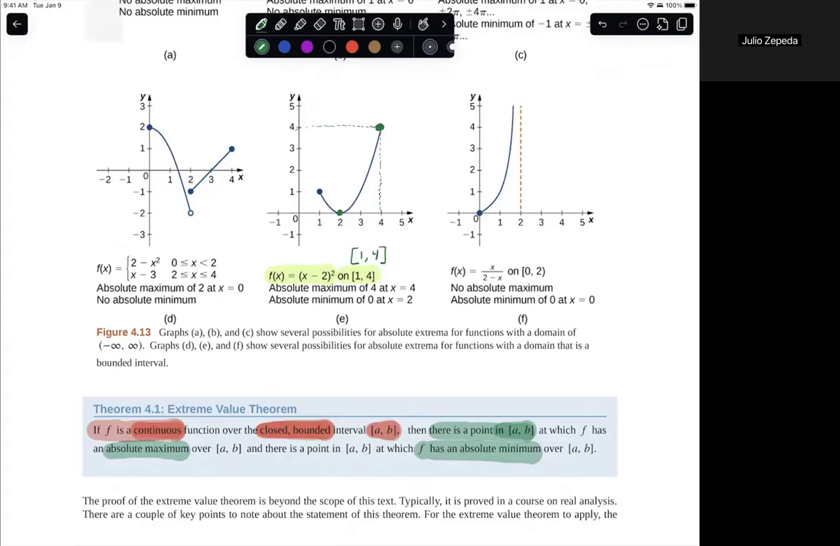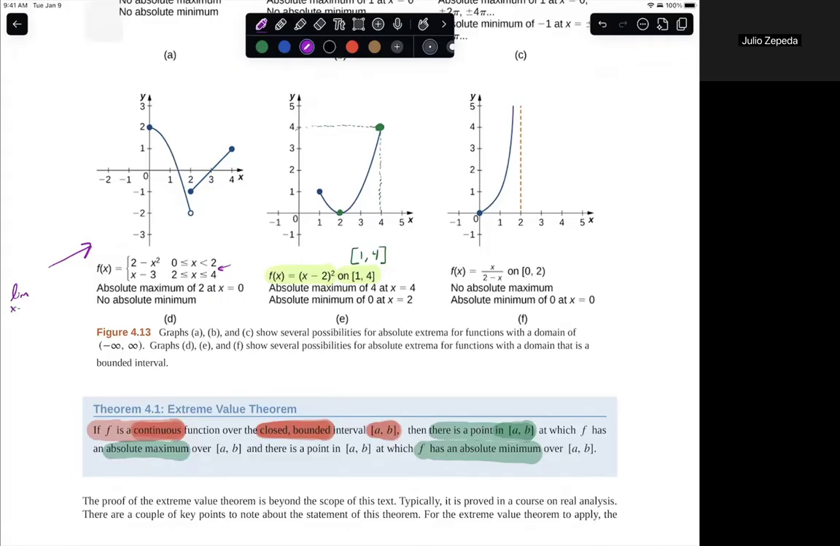Okay, now these other graphs are good to look at as well. So we can look at D very quickly. This function here, if you take a close look at it, is a piecewise function, and you could figure out that this function is not continuous over the interval from 0 to 4.